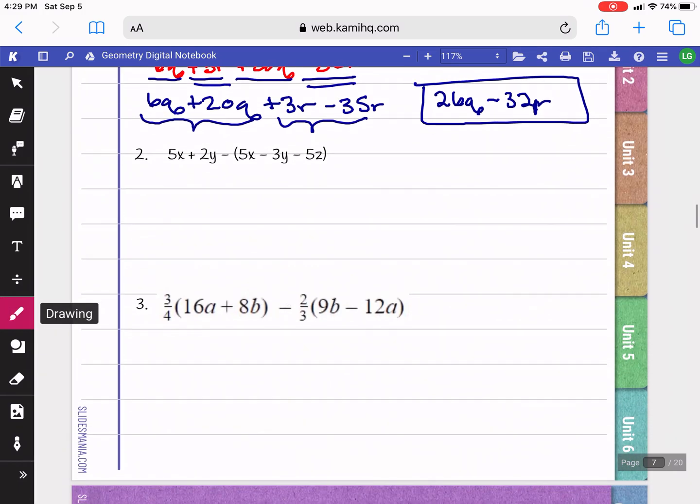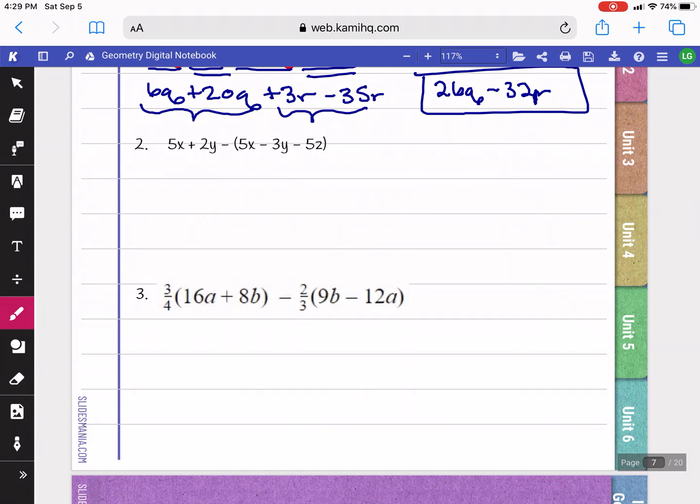If we look at number 2 here, we have 5x plus 2y minus parentheses. Here, since there's nothing in front of the parentheses, you can put an imaginary 1. So we're going to be distributing that negative 1 to everything on the inside. So the 5x plus 2y stays on the outside. And now I can do negative 1 times 5x. That's negative 5x. Then negative 1 times negative 3y is positive 3y, so I write a plus sign. And negative 1 times negative 5z is positive 5z.